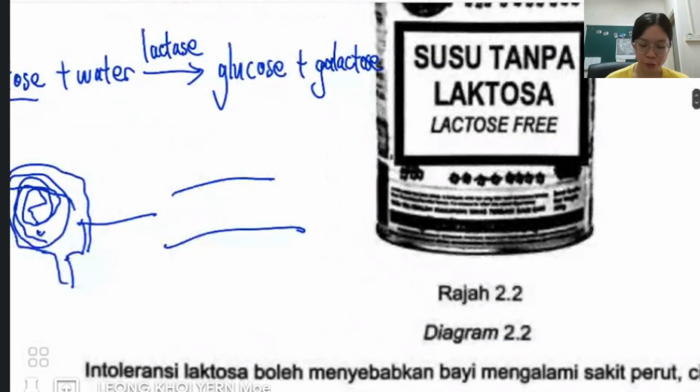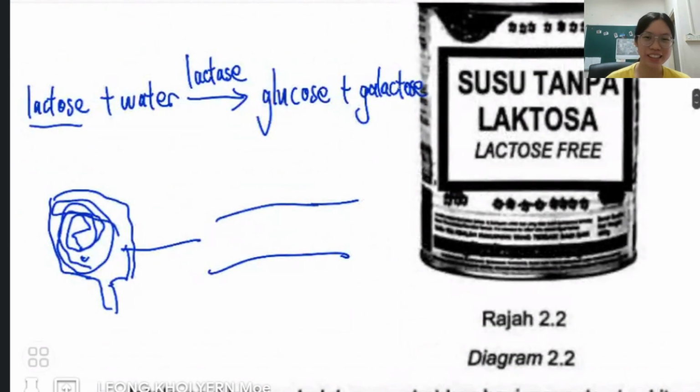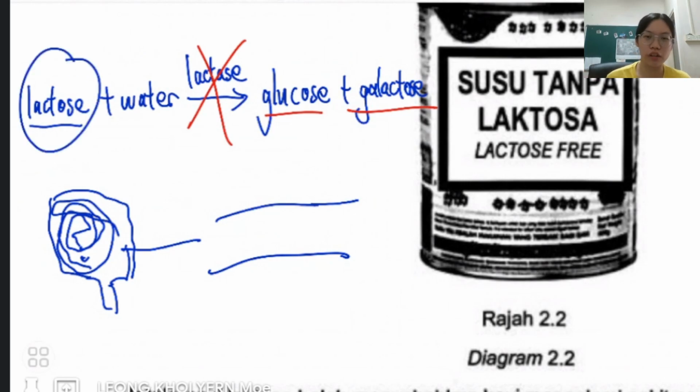When you zoom in on the large intestine, since they don't have this enzyme, they are not able to form glucose and galactose to be absorbed by the body. So lactose can't be broken down into simpler substances to be absorbed, and it still stays in their large intestine. When there's an accumulation of lactose, it means there is a higher solute concentration, so a lower water potential.